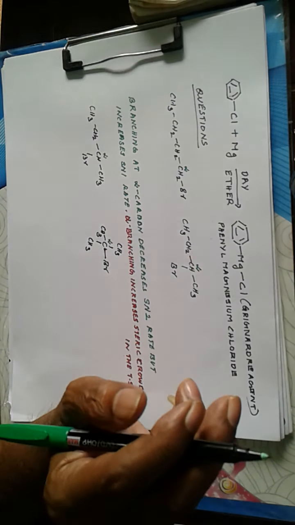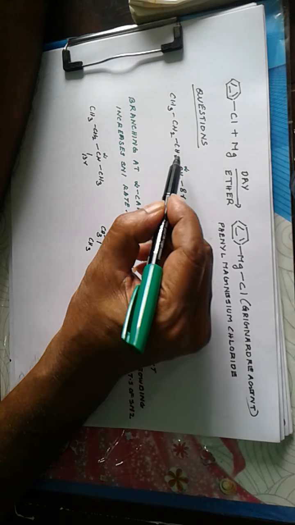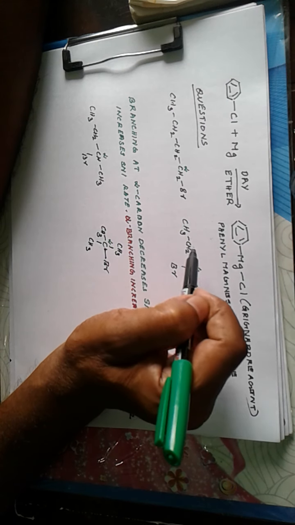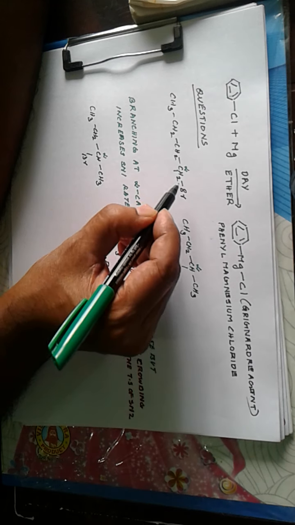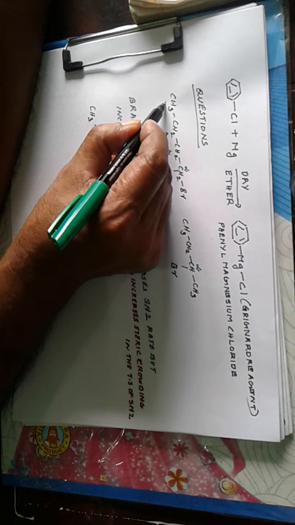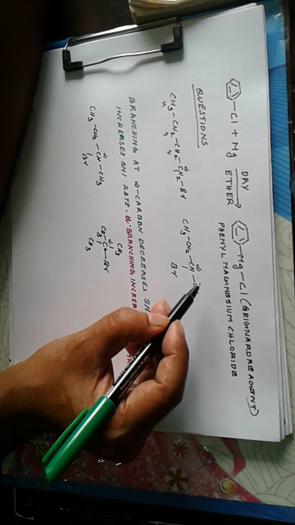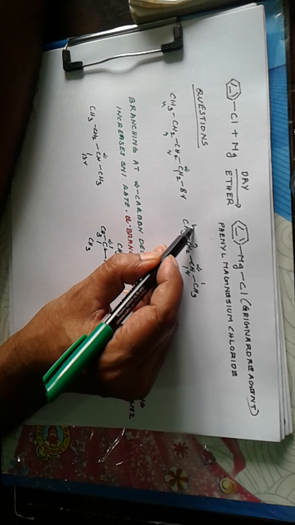Then coming to some questions in the text. Now you are given two haloalkanes, that is 1-bromobutane and 2-bromobutane. Now it is asked which of the following pair reacts more rapidly by SN2 mechanism.